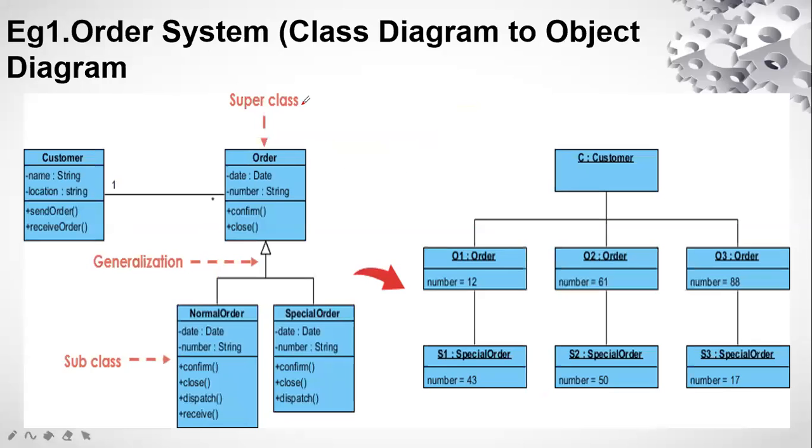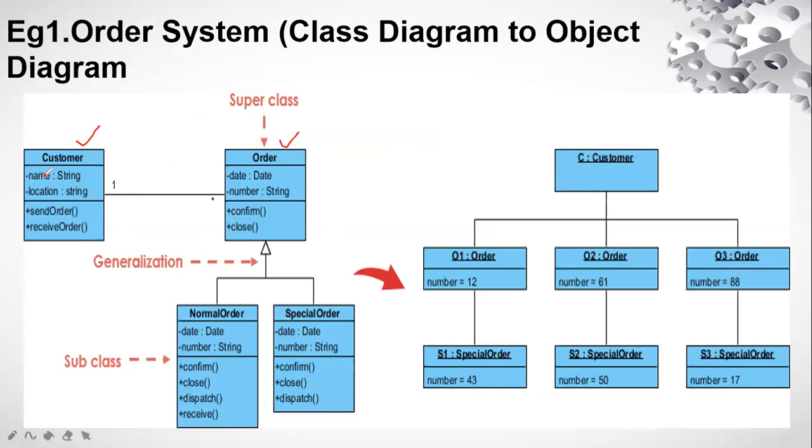Now we are going to see the class diagram and the object diagram. The order management system we have already seen in the earlier section, the class diagram. We are taking the same example here. This one is the class diagram. We have two classes. One is the customer class and the other one is the order class.